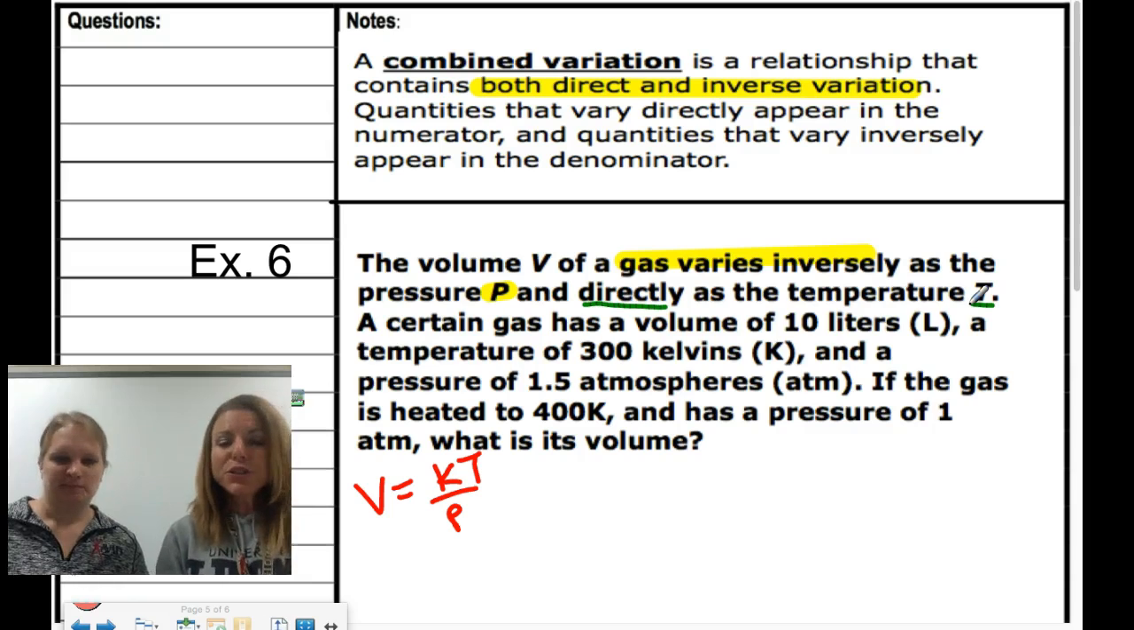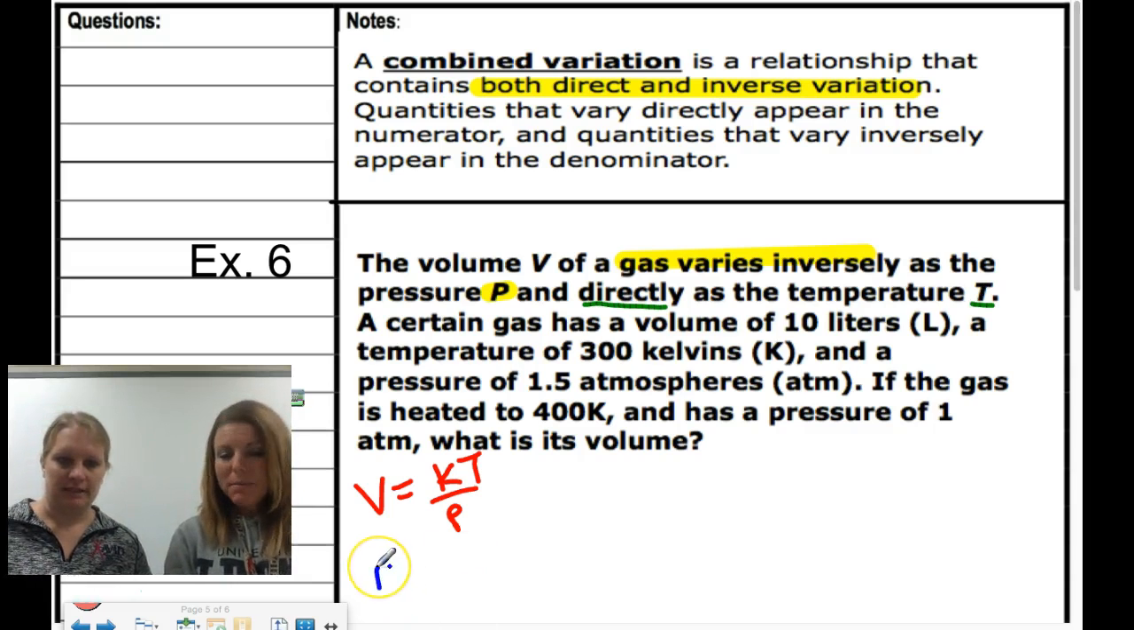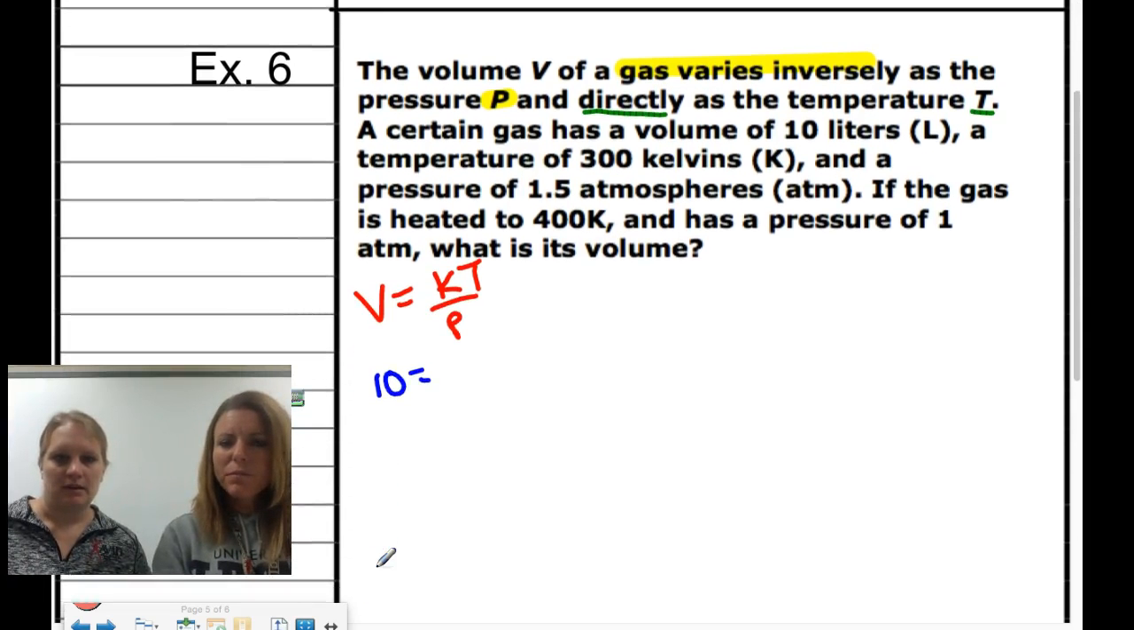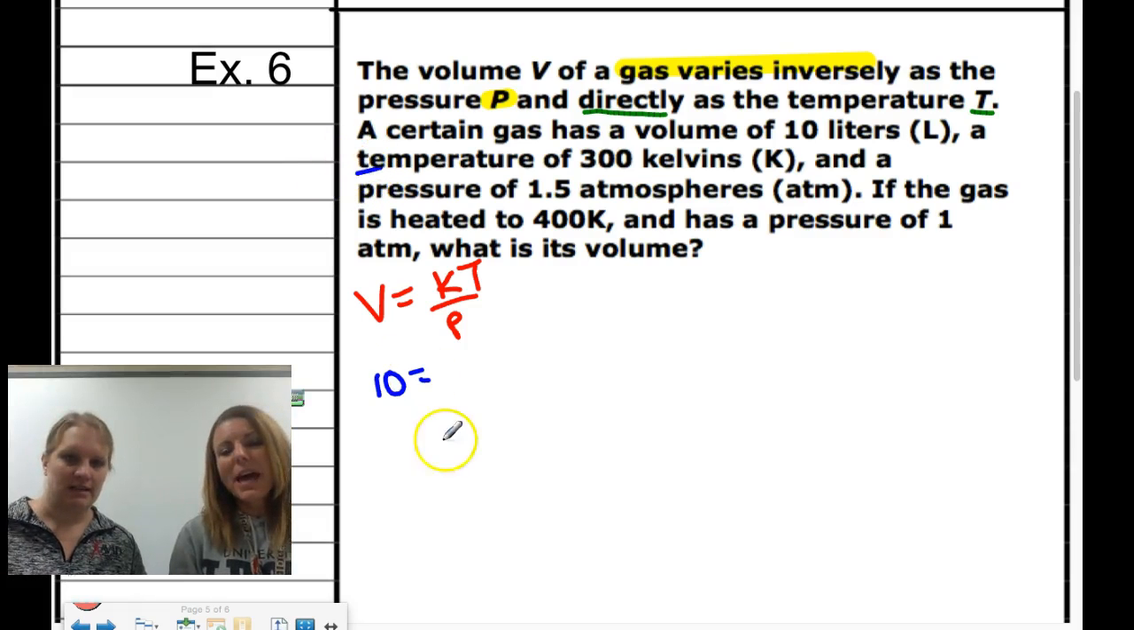Okay. A certain gas has a volume of 10. So let's plug it in. 10 equals, and I'm going to scroll down a little bit for you. And a temperature of 300. So don't get confused because it's saying kelvins is K, but we're really plugging it in for T as our temperature. That can be so confusing. So we'll put the 300 here and leave the K alone.